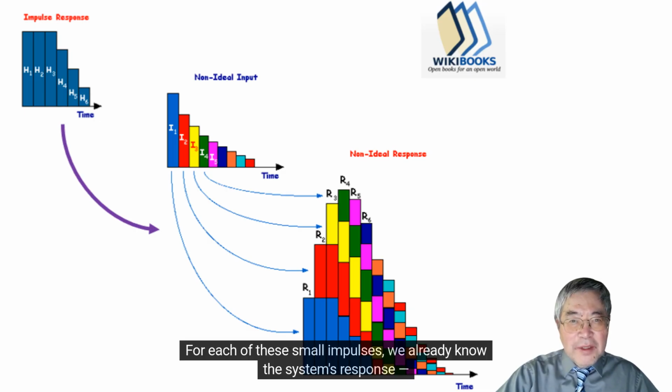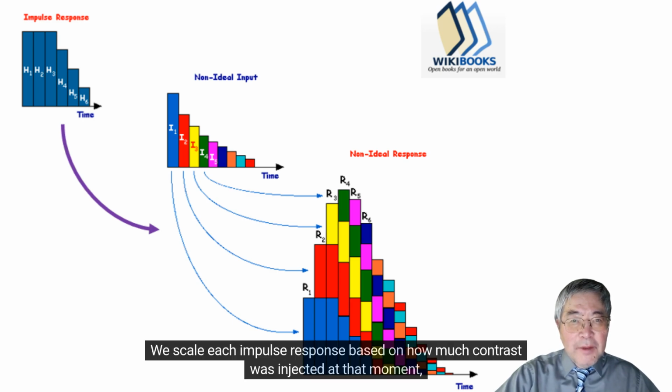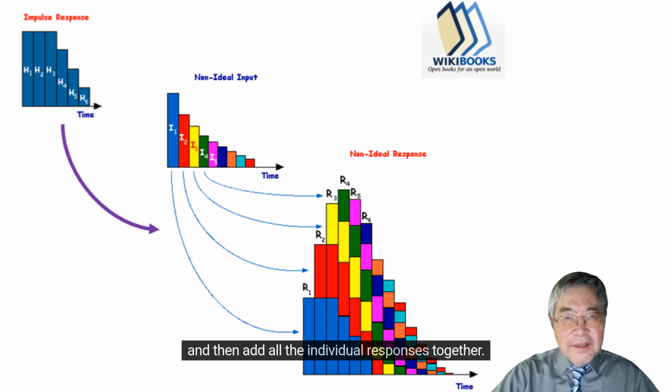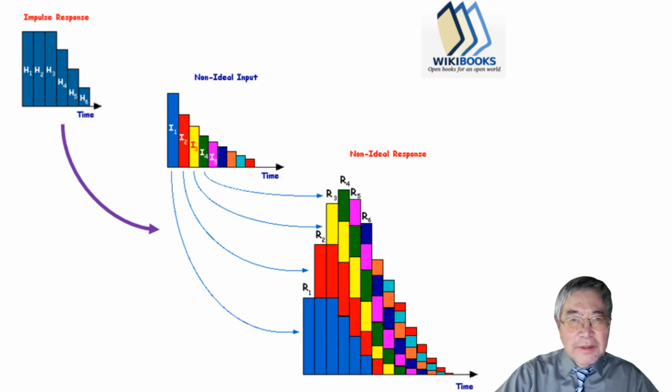For each of these small impulses, we already know the system's response. That's the impulse response we've discussed. So what do we do? We scale each impulse response based on how much contrast was injected at that moment, shift it in time according to when it was injected, and then add all the individual responses together. What we get is the system's total response, the final signal that's measured by the detector.